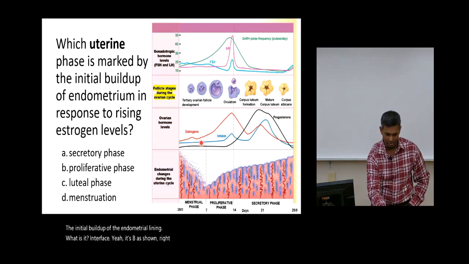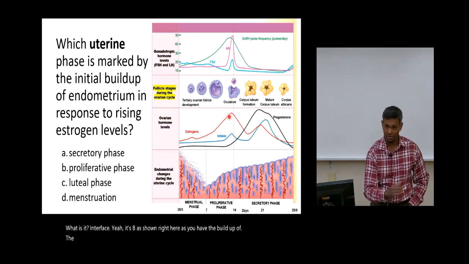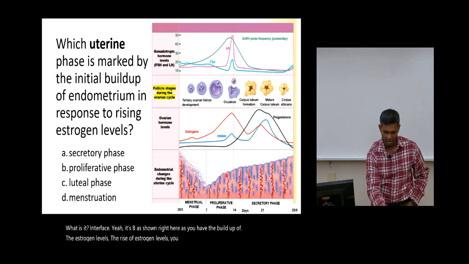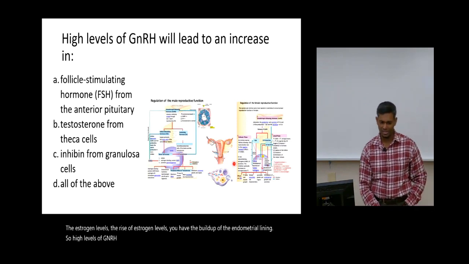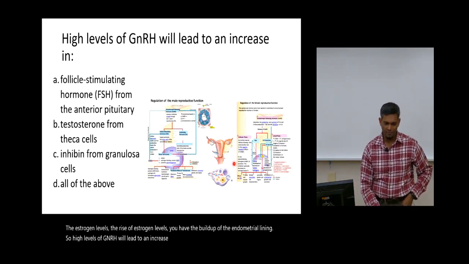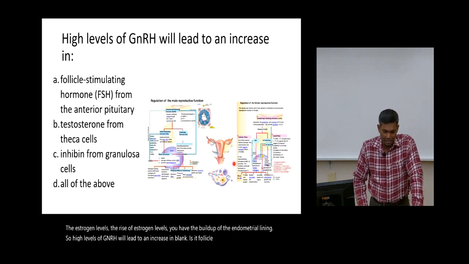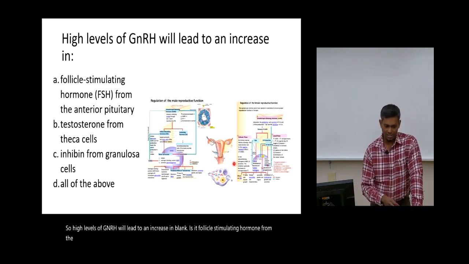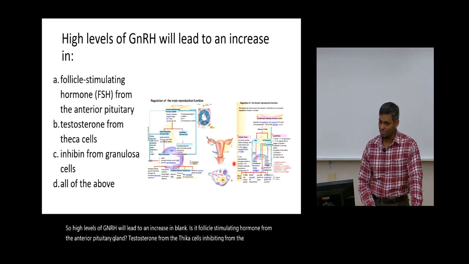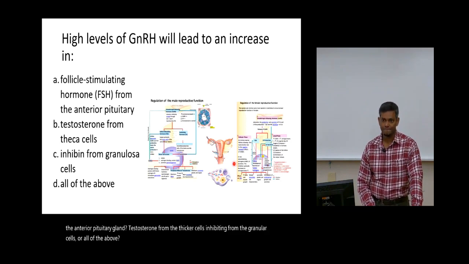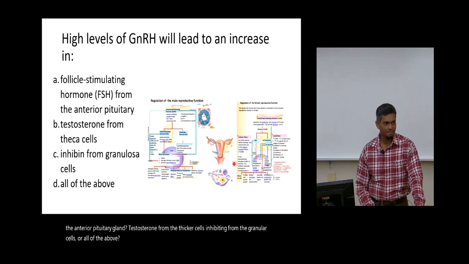As you have the rise of estrogen levels, you have the buildup of the endometrial lining. So high levels of GnRH will lead to an increase in blank. Is it follicle stimulating hormone from the anterior pituitary gland, testosterone from the theca cells, inhibin from the granulosa cells, or all of the above? A, B, C, or D?